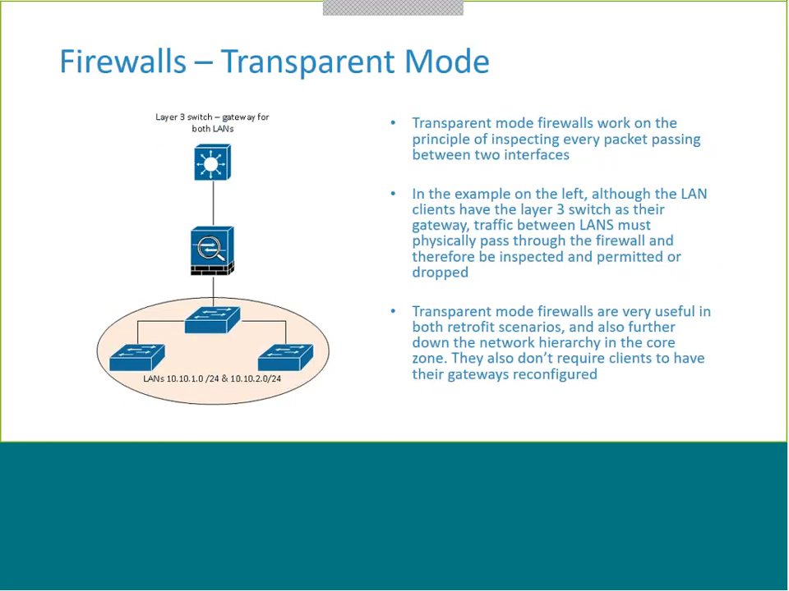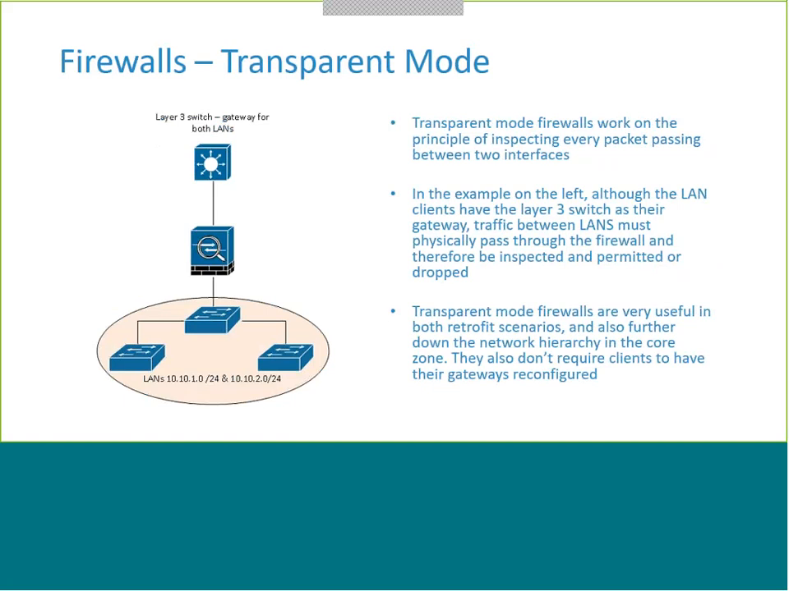So this is the transparent mode. Essentially, it's based on the principle that we're inspecting traffic that is physically coming through the device, through the firewall. If you look on the diagram on the left-hand side, imagine we've got our network at the bottom. We've got two LANs, VLANs and whatnot on that switch. If we want to talk from LAN to LAN, that has to go up to that layer 3 switch, because that's the default gateway for both VLANs. Imagine that we don't have any access to that layer 3 switch. We're not allowed to touch it, can't reconfigure it, things like that.